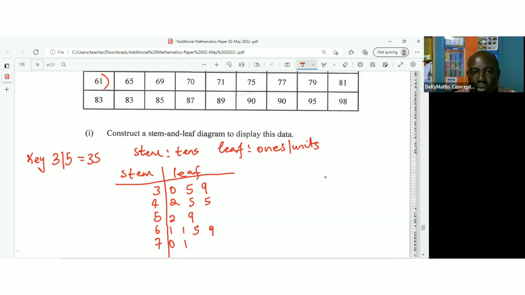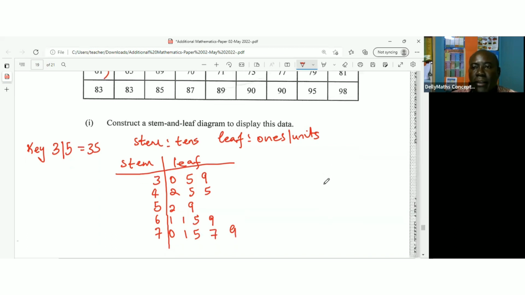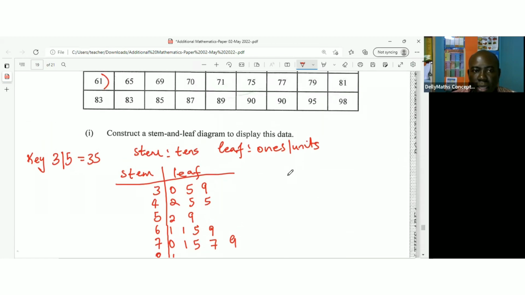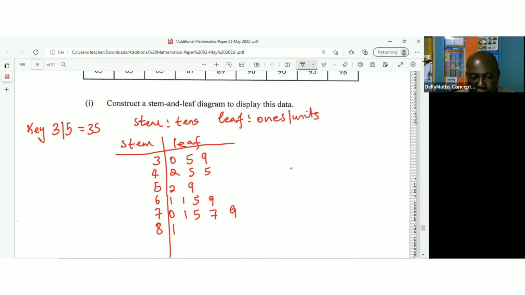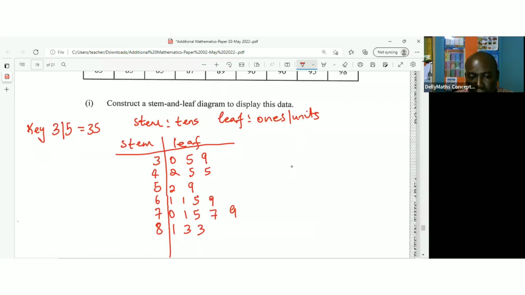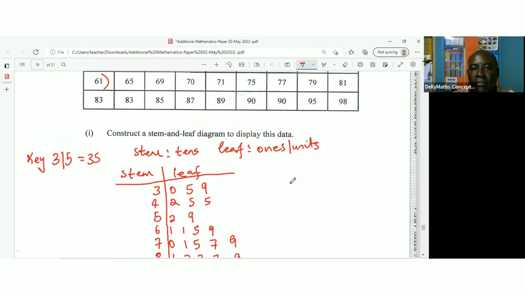Then there's a 71, a 75, a 77, a 79. And then there is an 81 right there. So for the 80s, I'm having an 81, then 81, then 83, 83. And I have 83, 83. And then I have 87, 89. And then I have 90, 90, 95, 98.